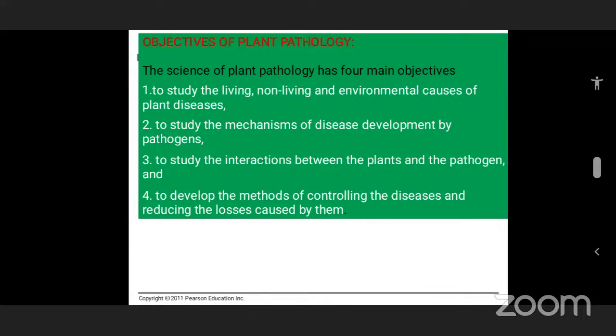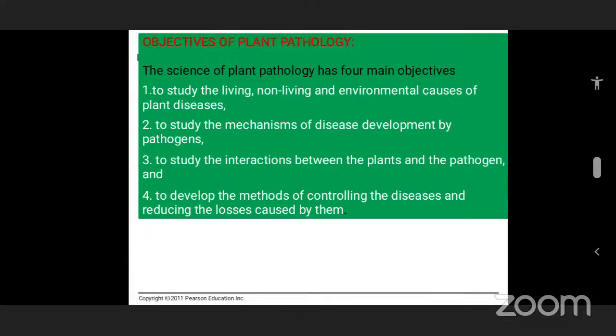What is the reason for the development of that particular disease? What factors are responsible for the development of the disease? So this is the second objective related to plant pathology. The next, third one, is to study the interaction between plants and pathogens. This is also very, very important in plant pathology.